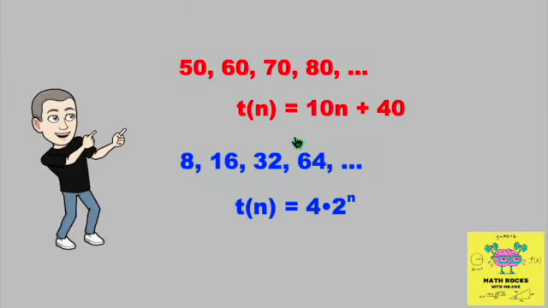So for instance, one rule would be 10n plus 40. The other rule would be 4 times 2 to the nth power. So if this is something that interests you, stick around and you'll find out all about it.